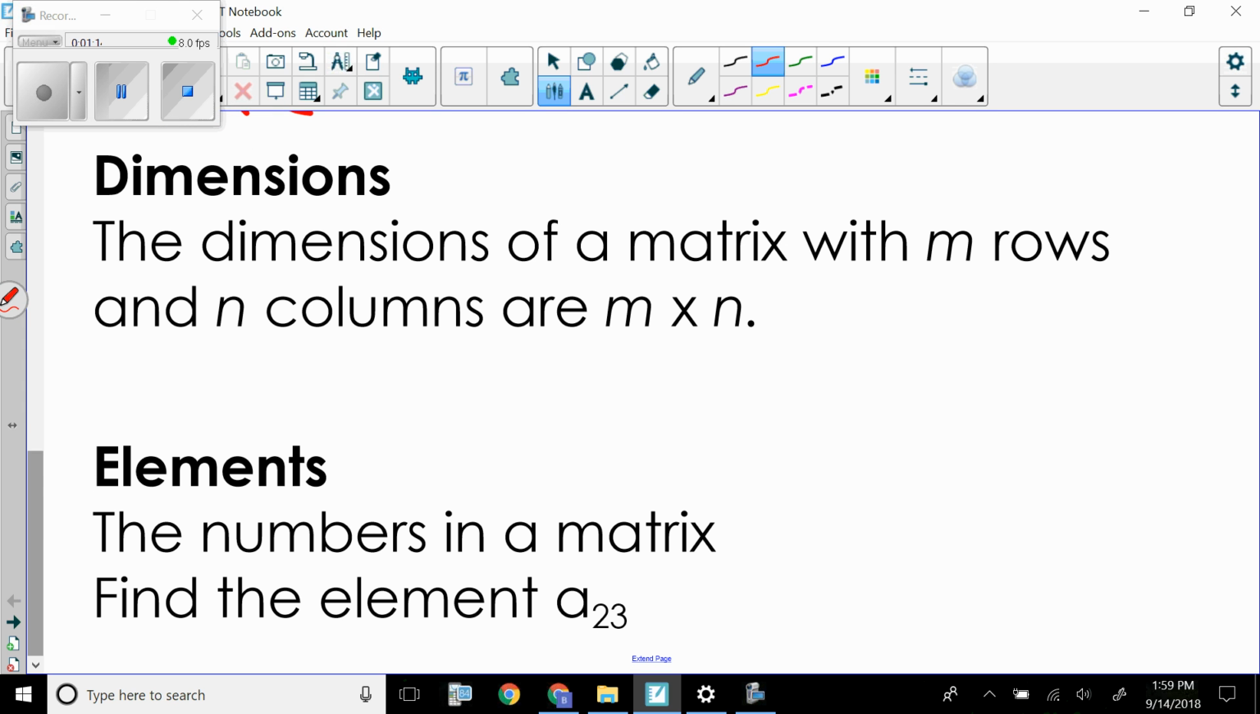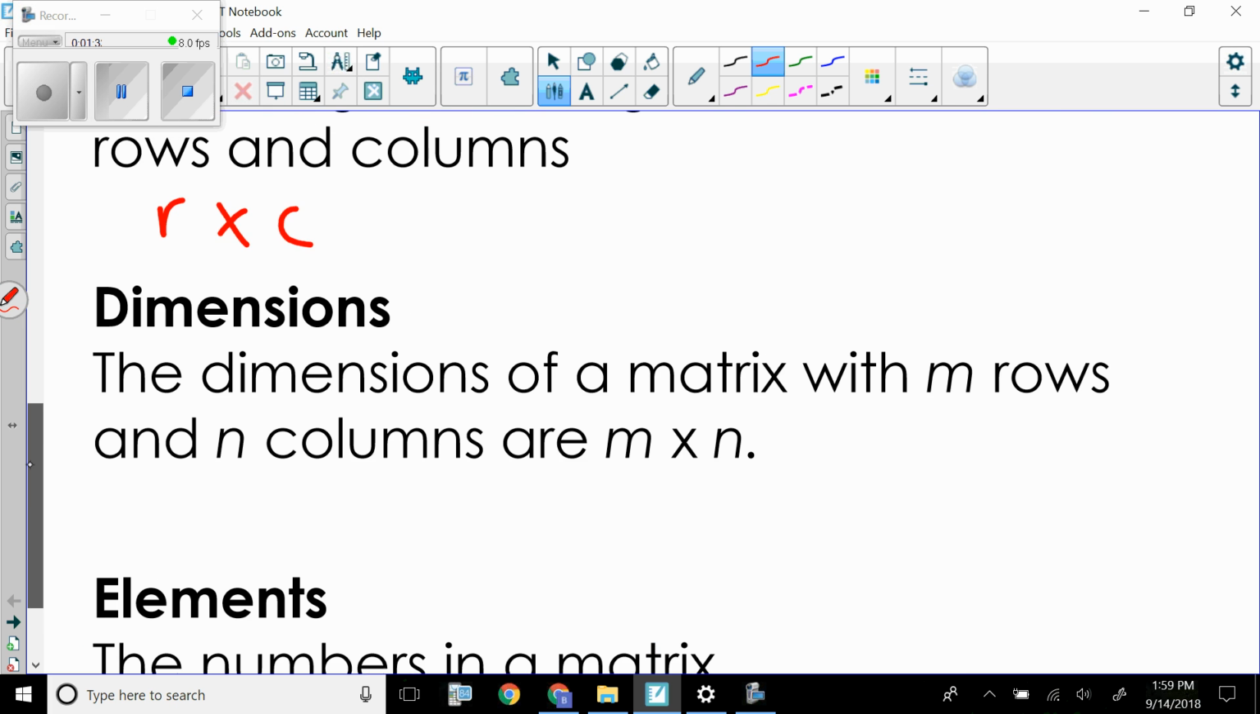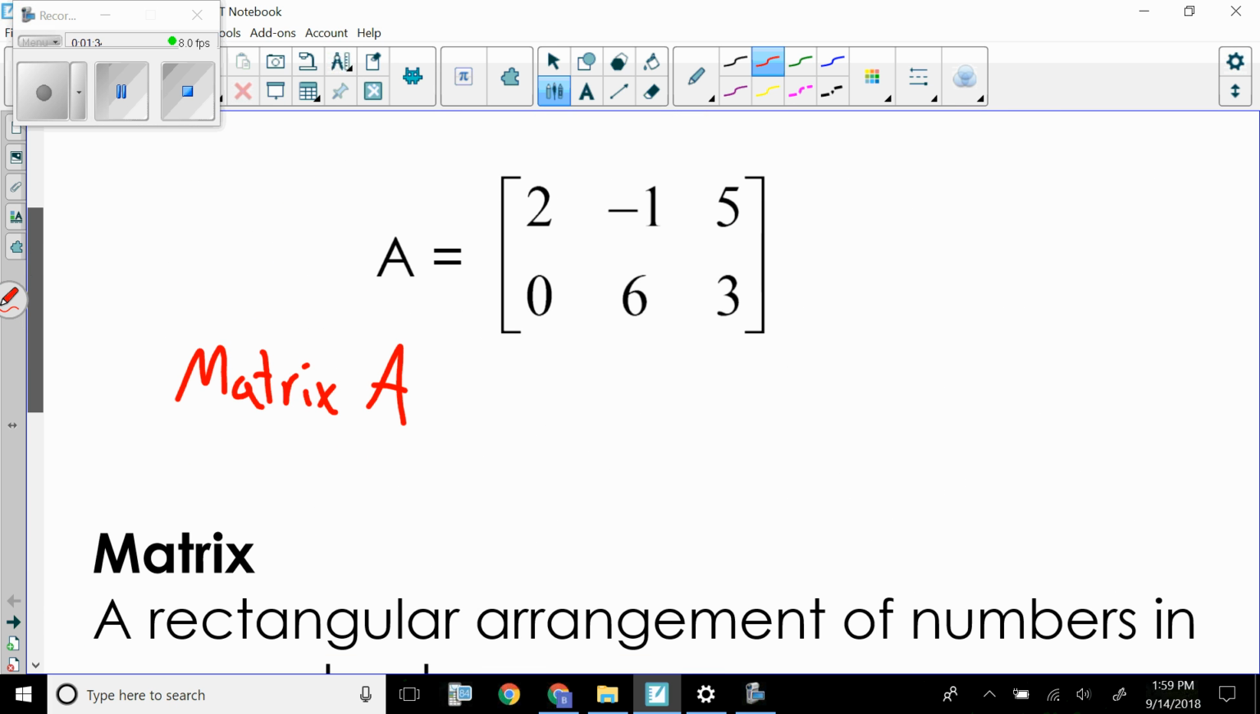Again, remember that you are supposed to be pausing these notes to write it down. I am not going to pause the video for you. Elements are the numbers inside of a matrix, such as, if it says find element A, 2, 3. So I want A, 2, 3.